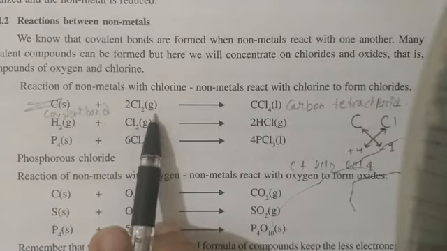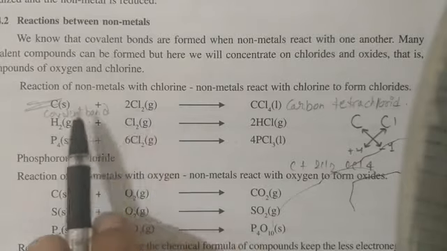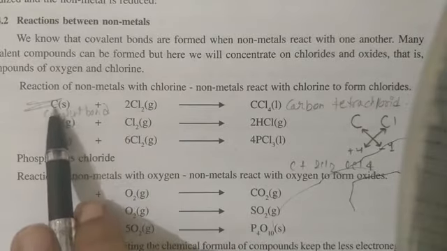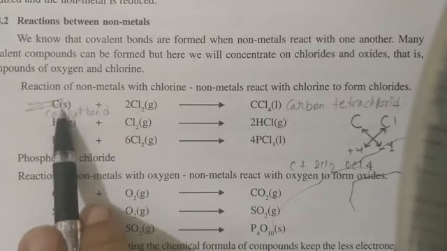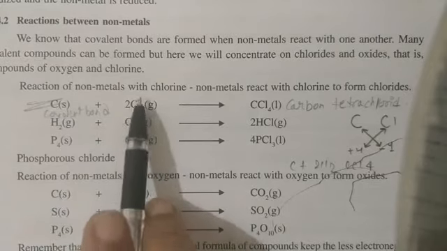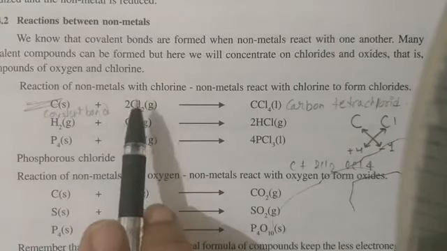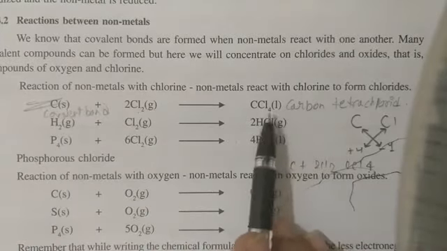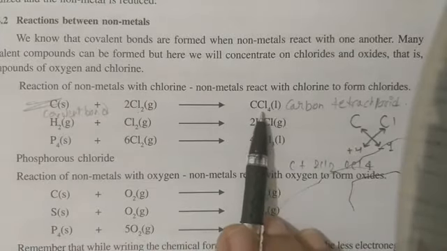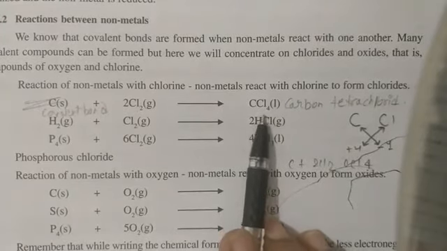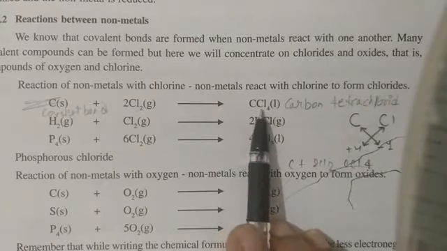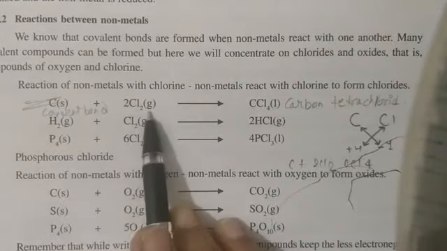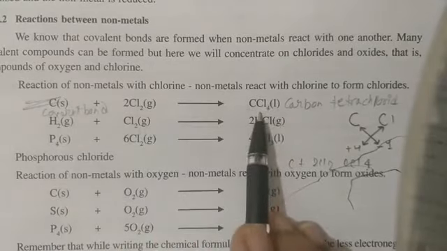When we are doing any reaction, we need to know the valency of that particular element. As we know, carbon has +4 and chlorine has -1, that is why we have taken 4 chlorine. So 4 minus and 4 plus will make a compound which will be electrochemically neutral. So C plus 2Cl2 gives CCl4.